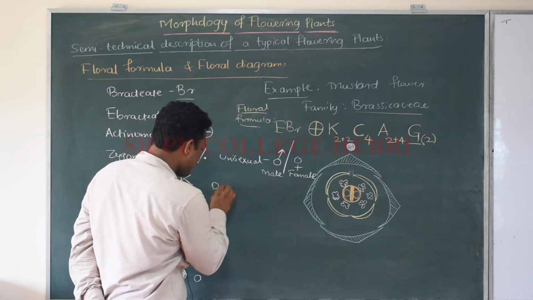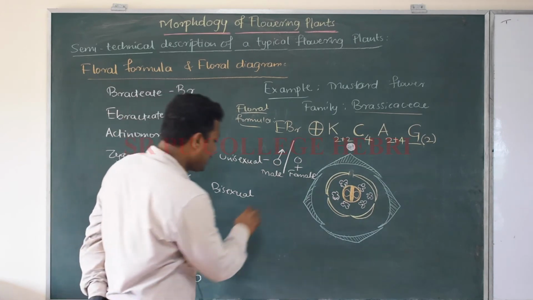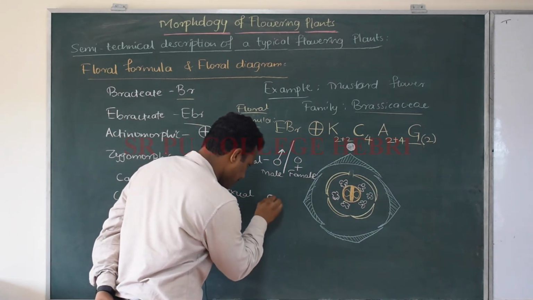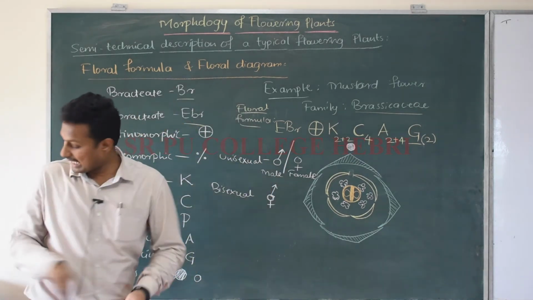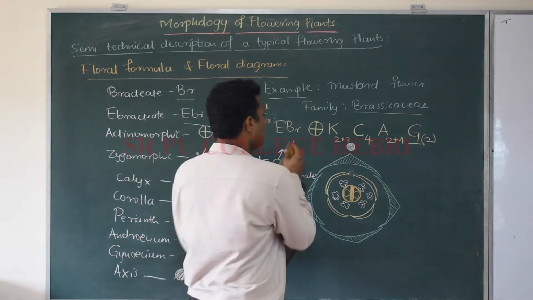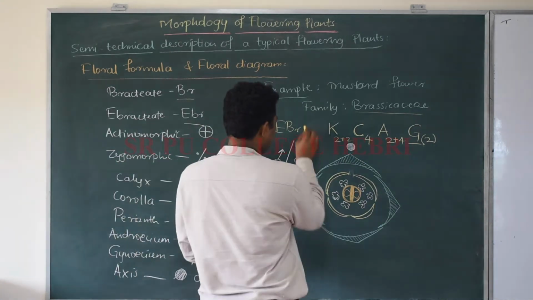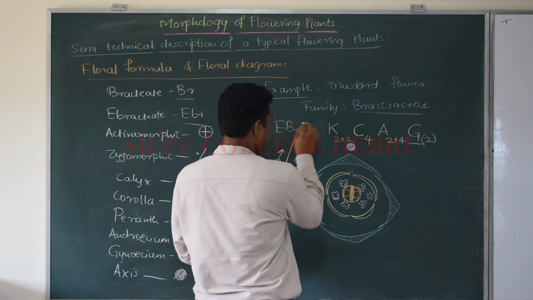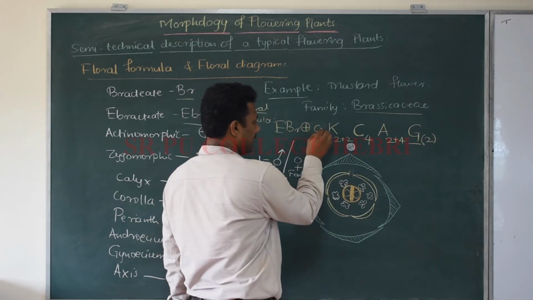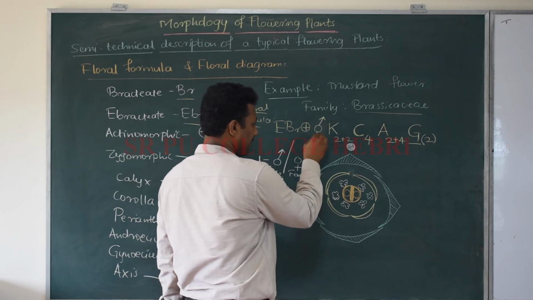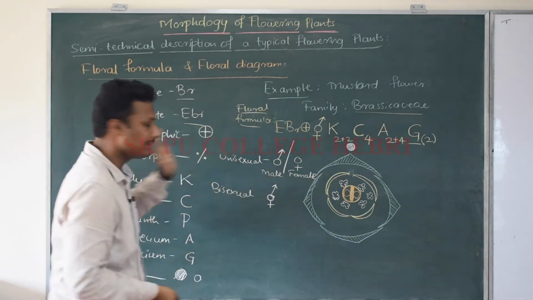If it is a bisexual flower, the flower consists of both the androecium and gynoecium, and it should be represented like this, both male and female. After this comes the actinomorphic symbol. See, this is the actinomorphic symbol, and it is a bisexual flower. It is very clearly visible, both the androecium and gynoecium are present. That is why we represent it like this. I hope you are understanding. This is one more characteristic that you need to keep in mind.